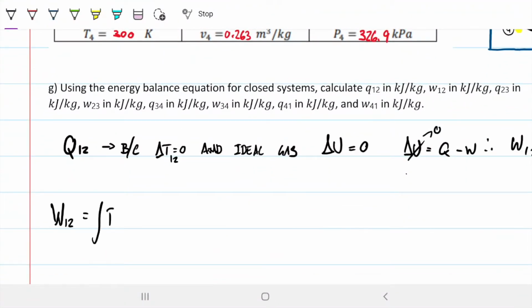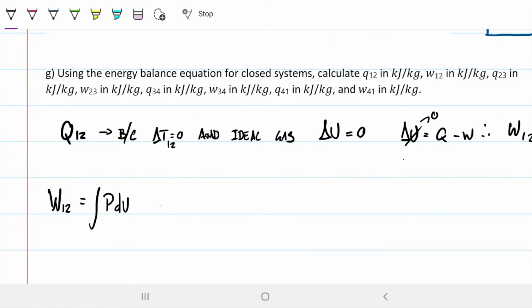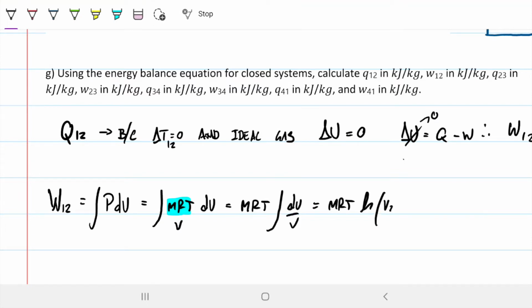We're integrating. Work is always the same thing, PdV, right? In this case, it's an isotherm, so if we sub in P equals mRT divided by volume, we're going to end up with mRT divided by volume dV. The mass, R and T are constants, so they come out of the integral, so we have mRT natural log of V2 over V1.